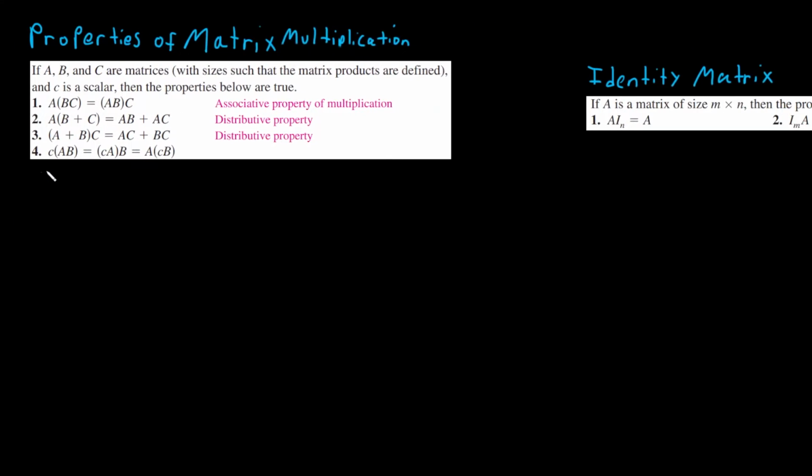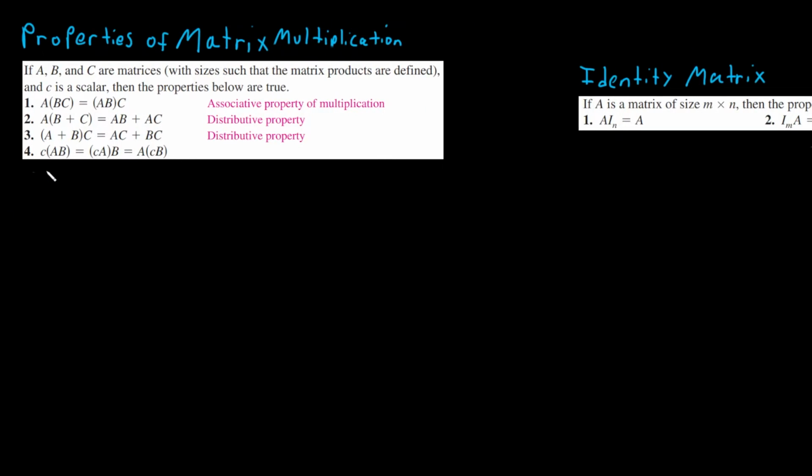Next, we have the properties of matrix multiplication. Now, these properties, I'm not going to prove them here, and they're not as intuitive as the other properties. In fact, I'm going to prove them in a later video. But for now, all I want you to note is that matrix multiplication isn't commutative. In other words, if I have two matrices A and B, then A times B doesn't necessarily equal B times A.